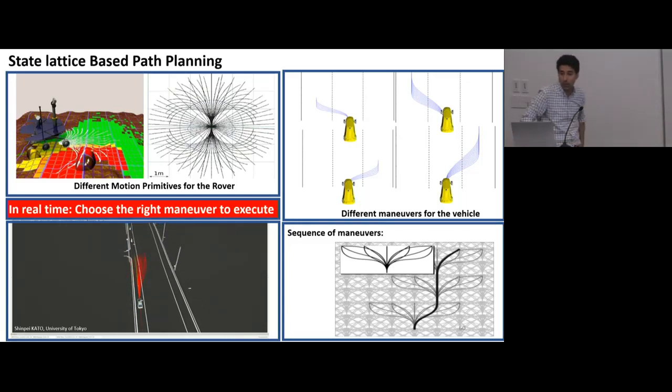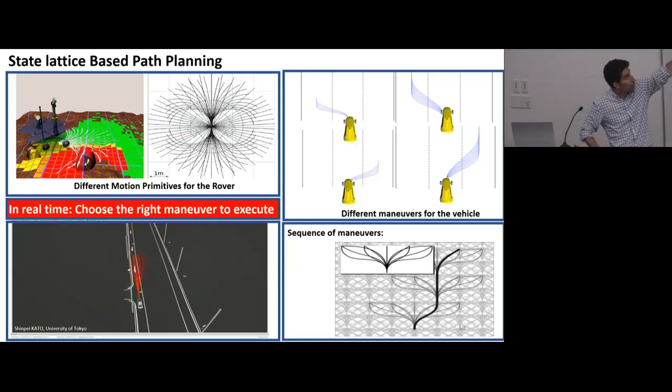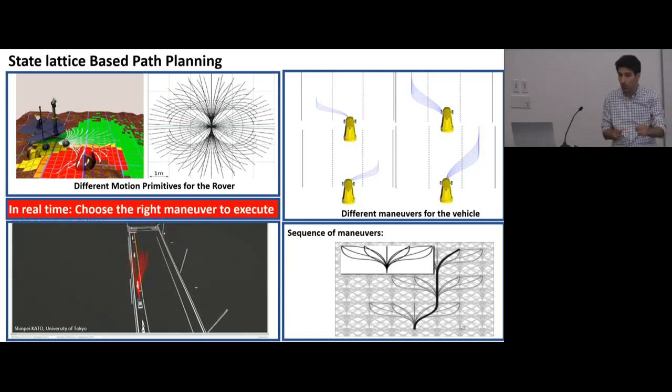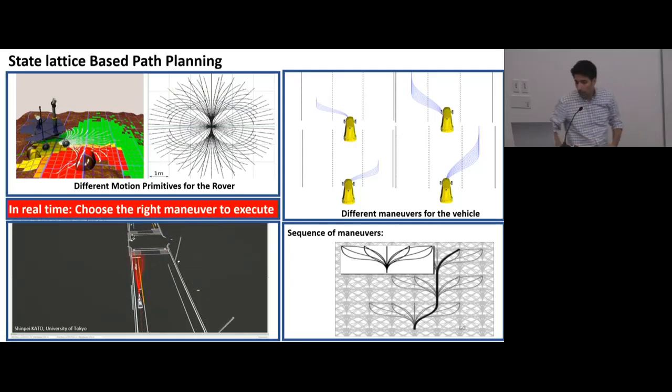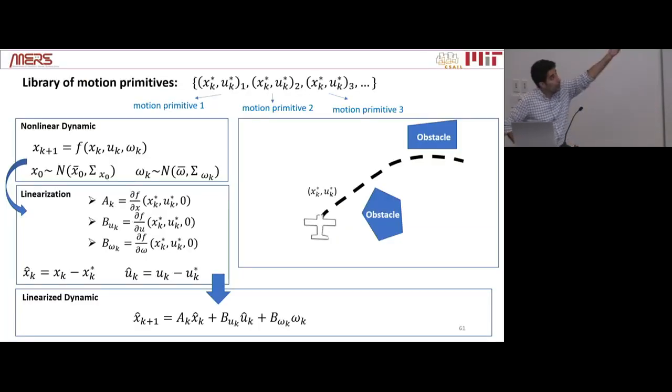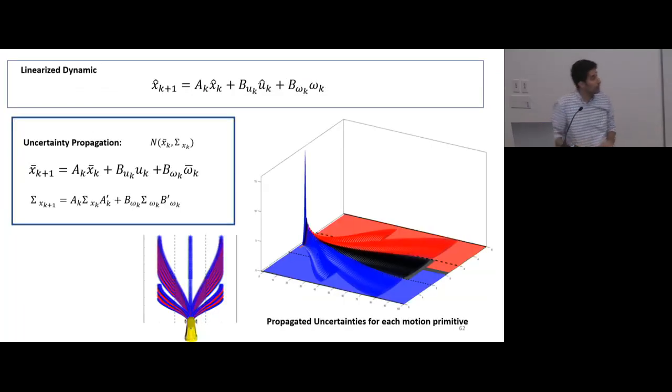When we have uncertainty, instead of looking for an optimal maneuver to execute, we can look for a risk-bounded maneuver. So for this, we are given a library of the motion primitives. We can linearize the nonlinear dynamics around these trajectories using the Taylor expansion. So we are going to get linear dynamics, and we know how to propagate the uncertainty. We need to propagate the mean and covariance. For example, these are the propagated uncertainties along the trajectory for the vehicle. This shows the sequence of Gaussian distributions along each maneuver.